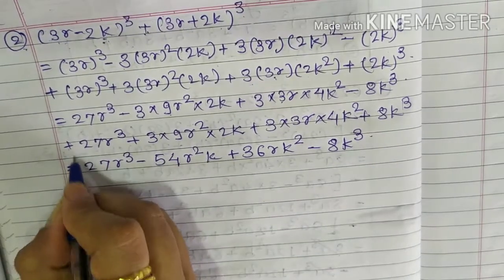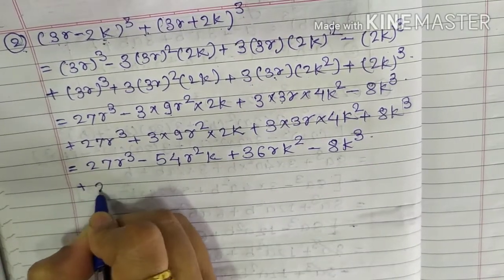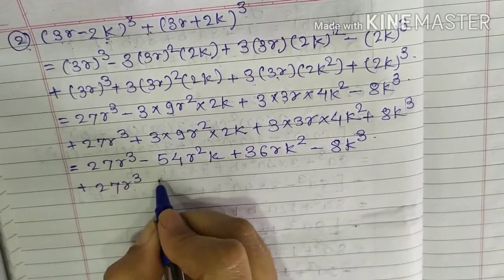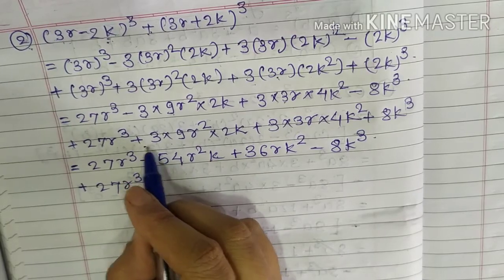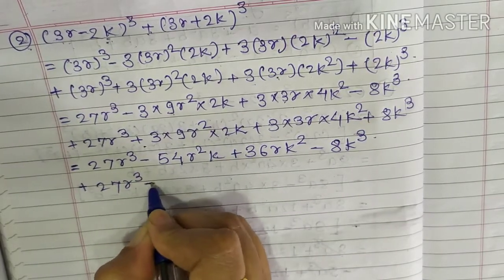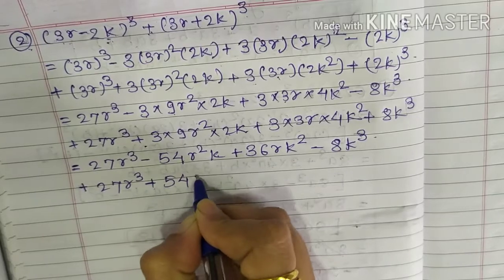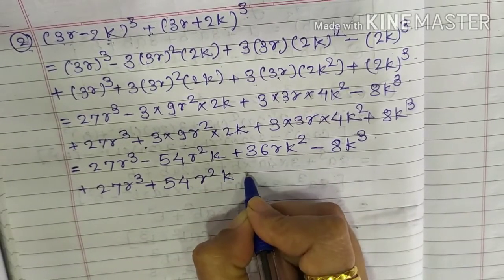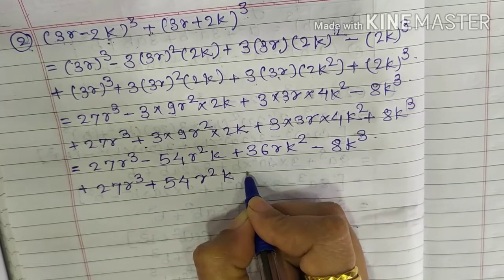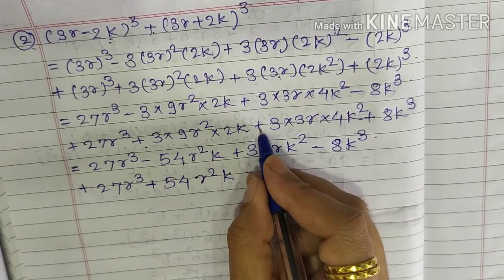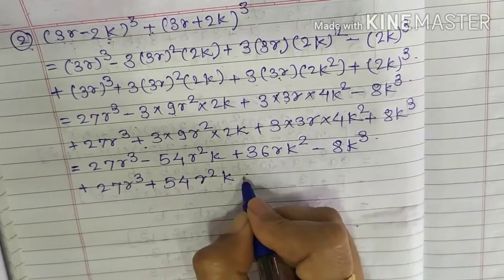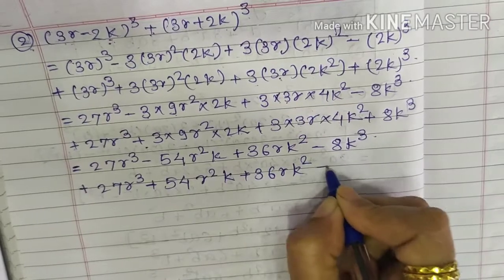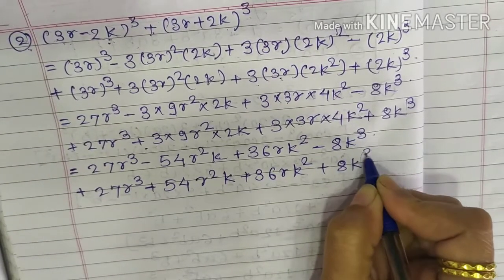Then next, plus 27r cube. Here is the plus sign, hence the multiplication of this, plus 54r square k. Here again plus sign, hence 9 into 4, plus 36r k square and plus 8k cube.